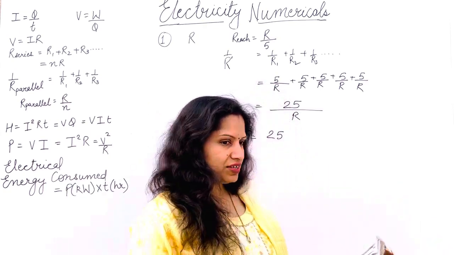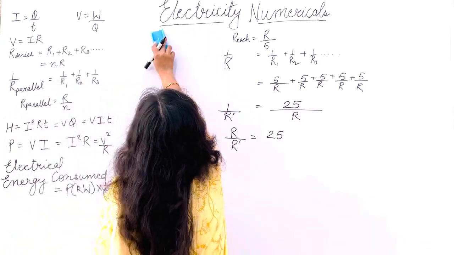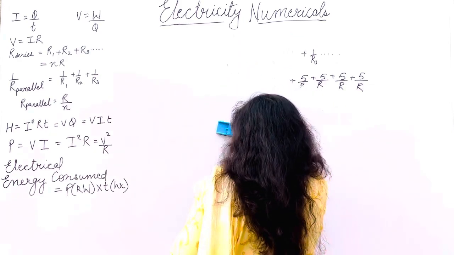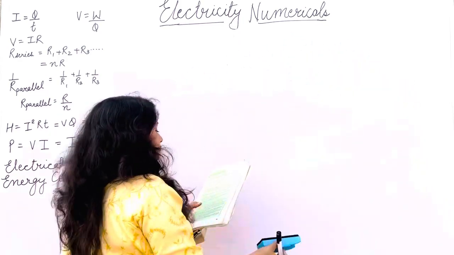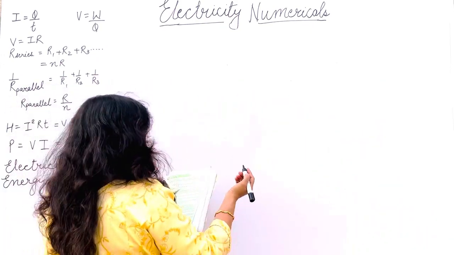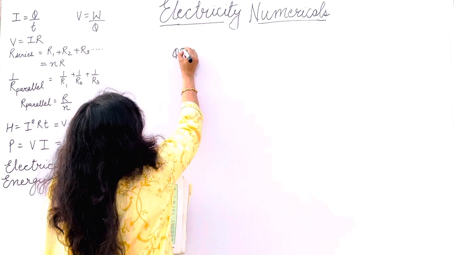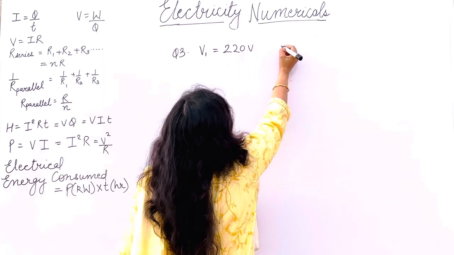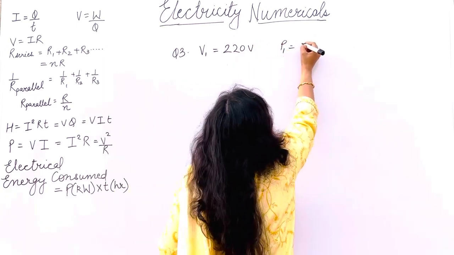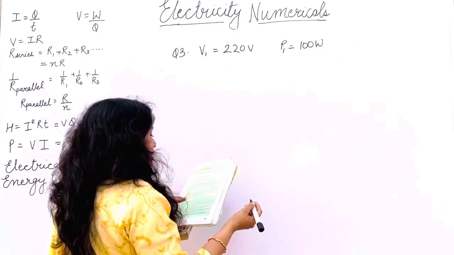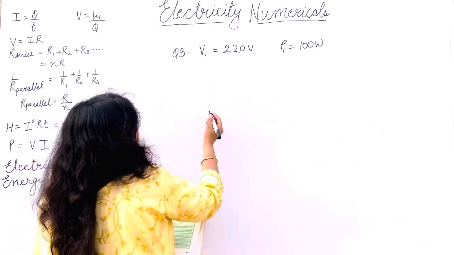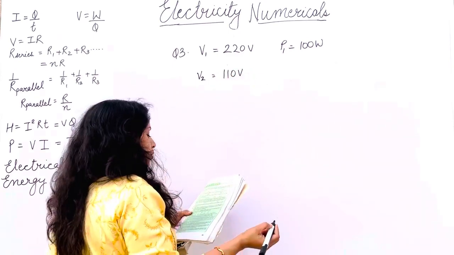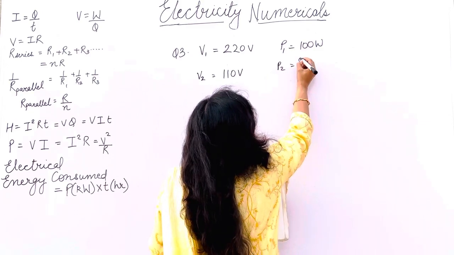Third one is a very interesting question. Just try to do it by yourself for every question, and then you can check your answers. So the third question says an electric bulb is rated 220 volt and 100 watt. So if the potential difference is 220 volt, then the power consumed by the bulb is 100 watt. And you are asked that if it is operated at 110 volt, if we reduce the potential difference to 110 volt, what will be the power consumed by the bulb?